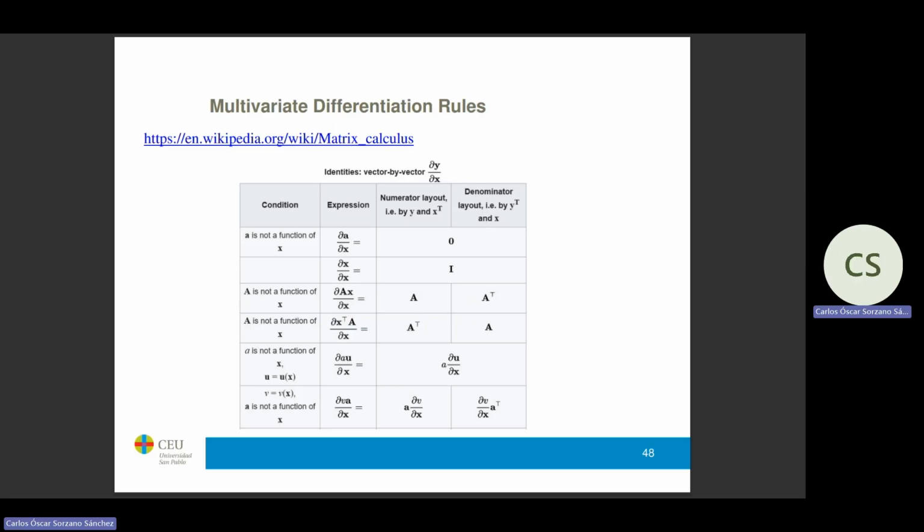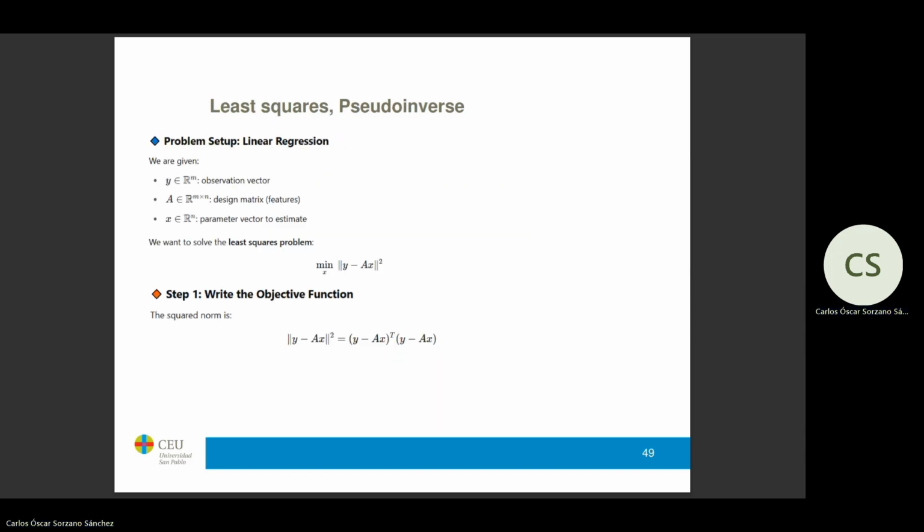It has the same flavor as the scalar derivative. For the scalar derivative, the derivative of ax is a, and you don't have the equivalent in the scalar case for x transpose A, where the derivative is A transpose. But depending on which is your function, we also have some differentiation rules for multivariate functions.